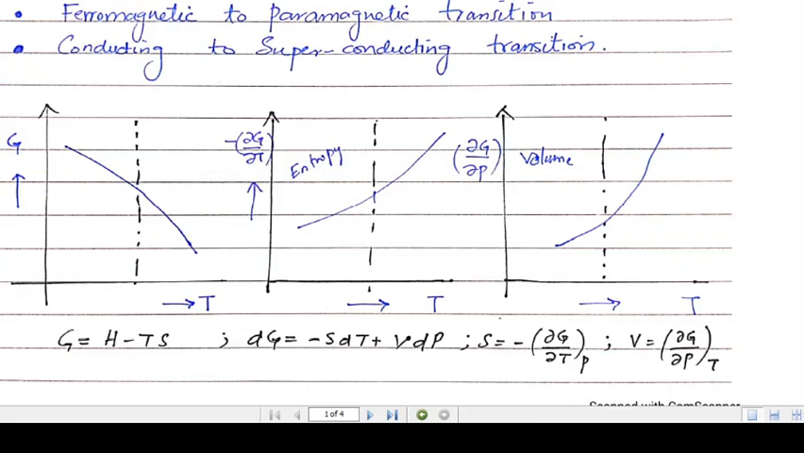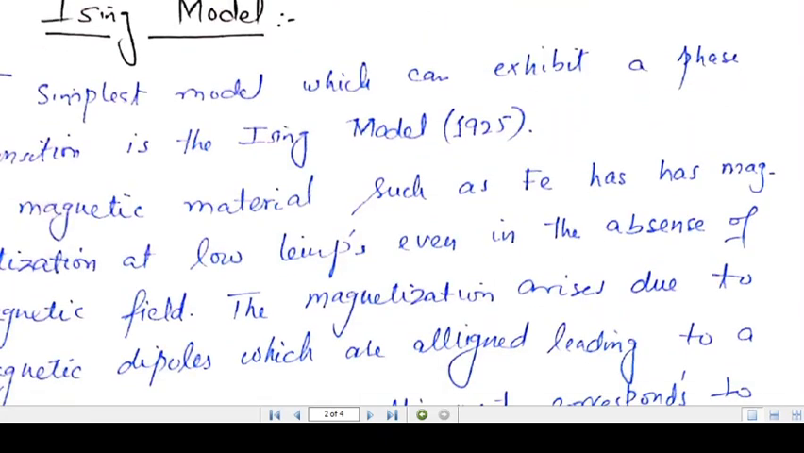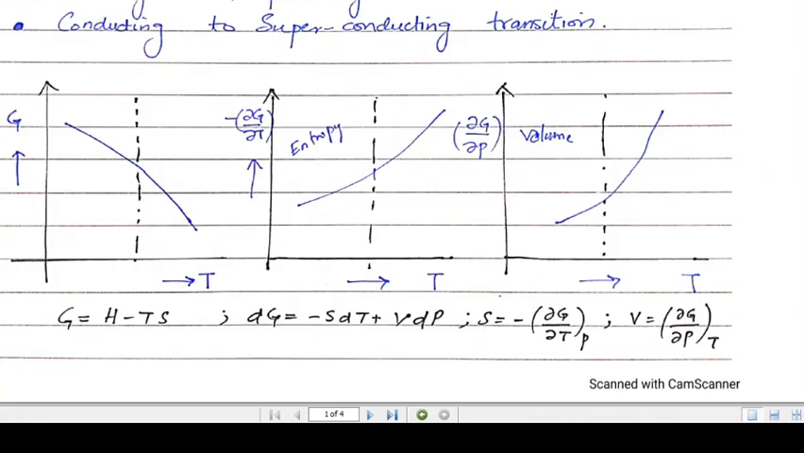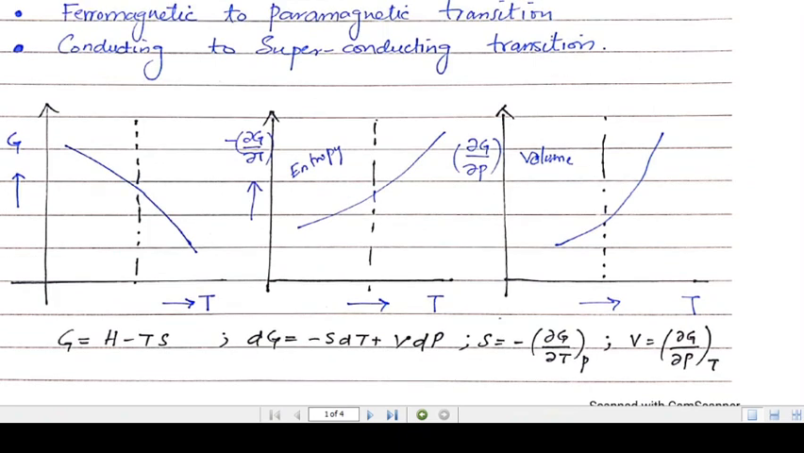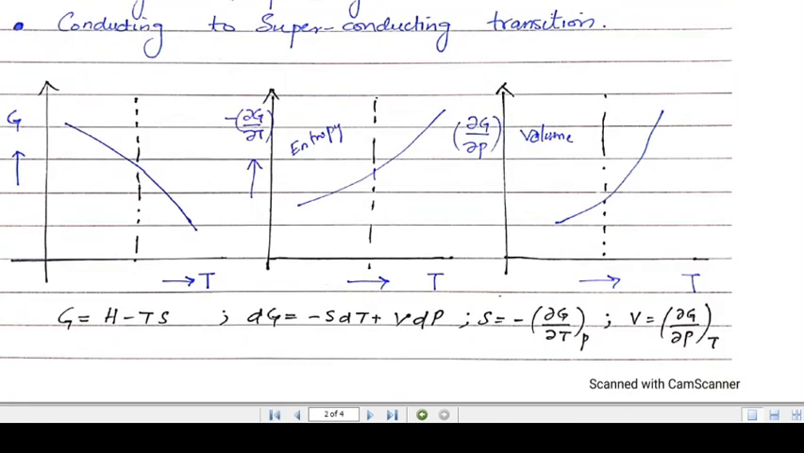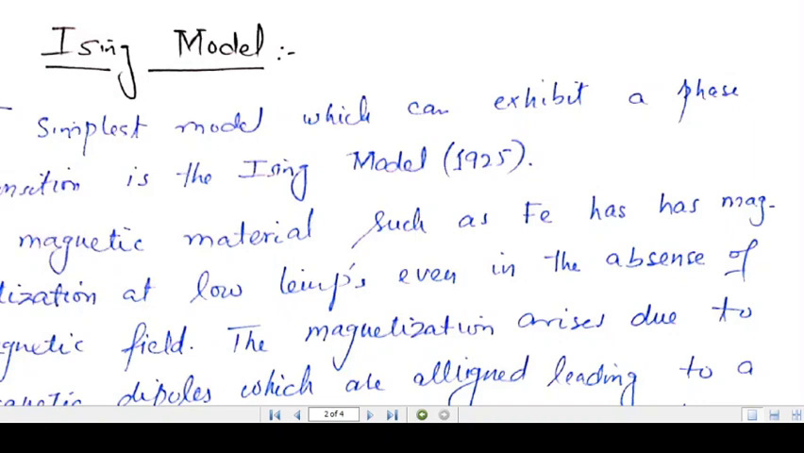Now let's move to discuss some models of phase transitions, and the most important model that we are going to discuss today is the Ising model. This is the simplest model which can exhibit a phase transition, and it was given by Ising in 1925. This model is about magnetic materials.